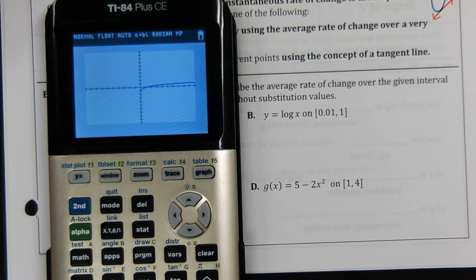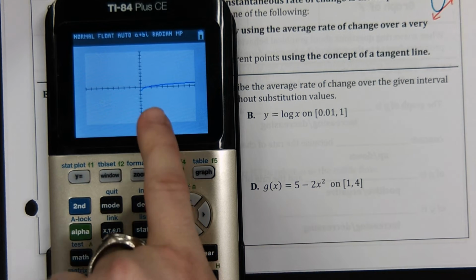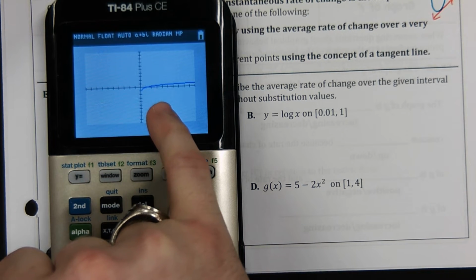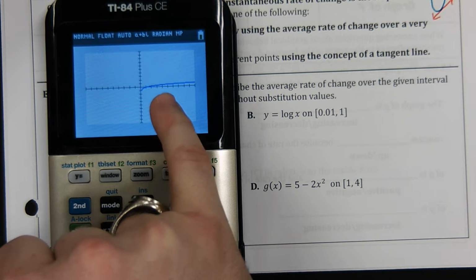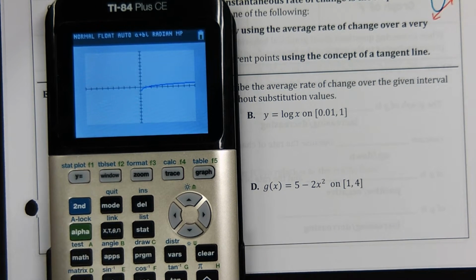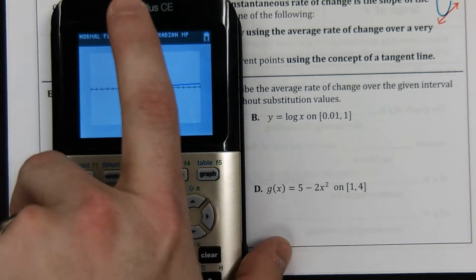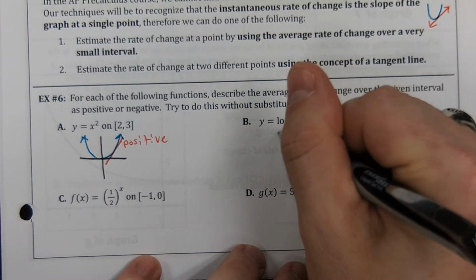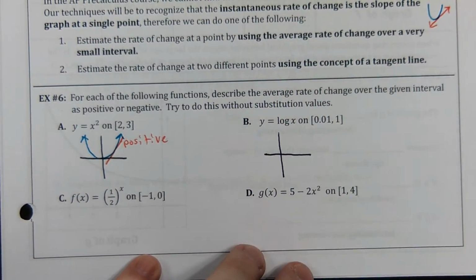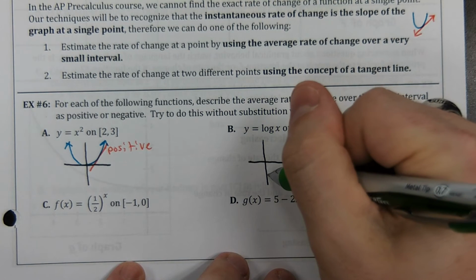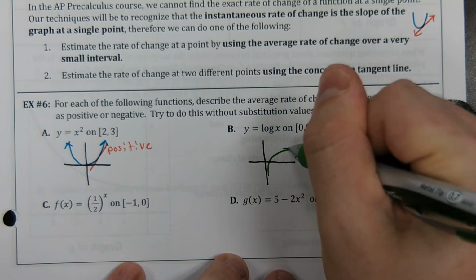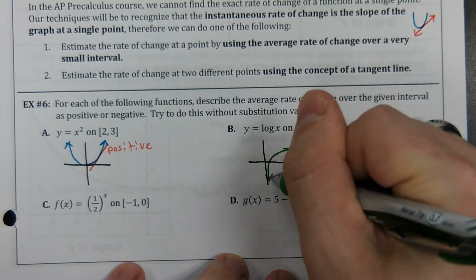The moment it encounters something too steep to color two pixels side by side, like if they would have been within one pixel vertical, the calculator breaks and it stops graphing things. But if I were to zoom in, it would draw more. This is what the log graph looks like. It has a vertical asymptote at the y-axis.